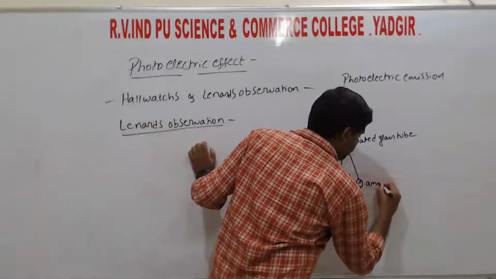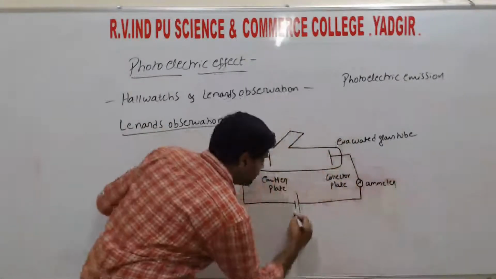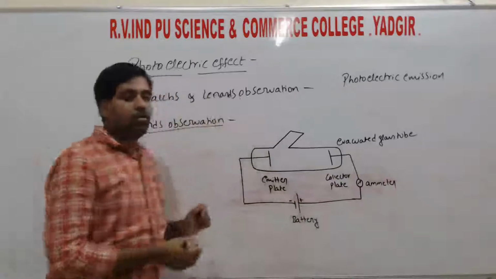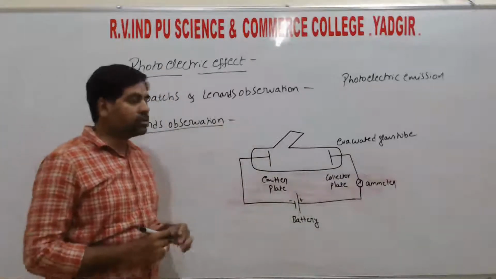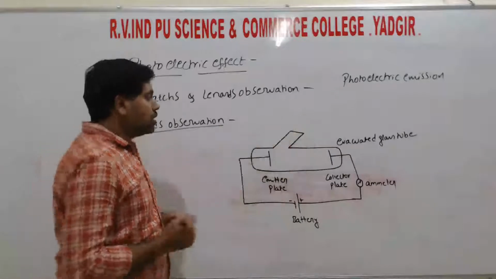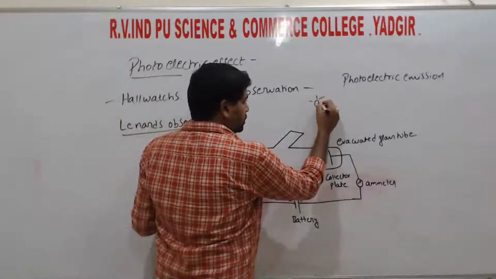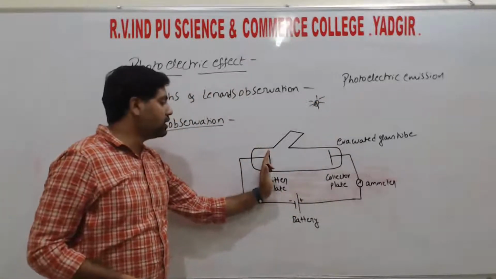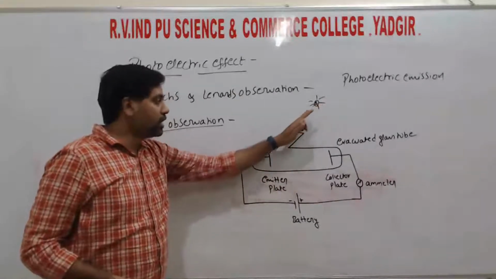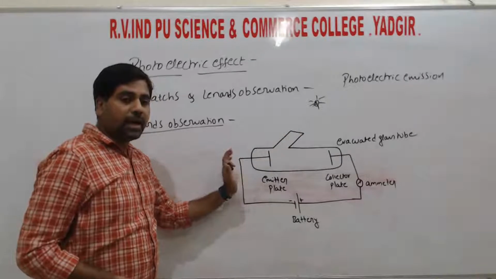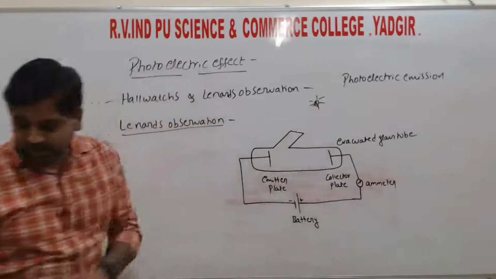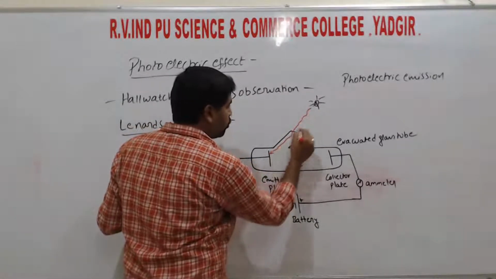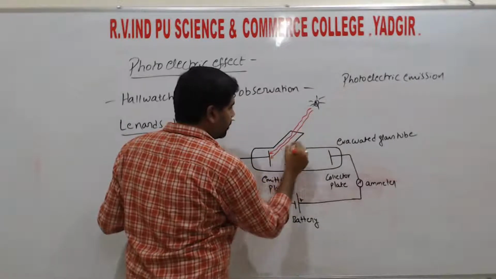So this one is the ammeter. This one is the battery. Here is its negative terminal and here it is the positive terminal, right? So next, what he did was use UV rays. If we consider this one as the sun, then from the sun we are getting the UV rays. He made the UV radiations fall on this emitter plate. That is, the radiation from the sun is made incident on this emitter plate.